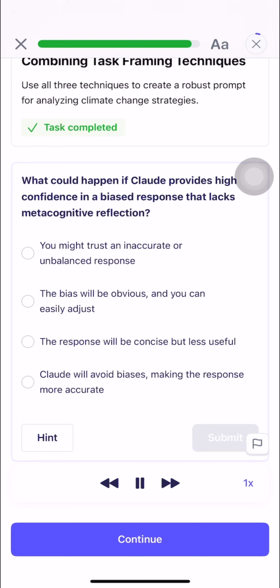What could happen if Claude provides high confidence in a biased response that lacks metacognitive reflection? You might trust an inaccurate or unbalanced response. Claude will avoid biases, making the response more accurate. The response will be concise but less useful. The bias will be obvious, and you can easily adjust.